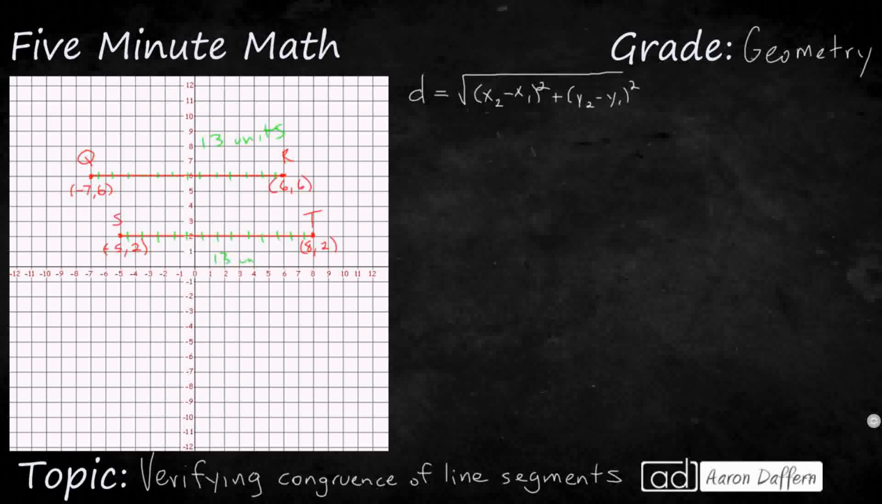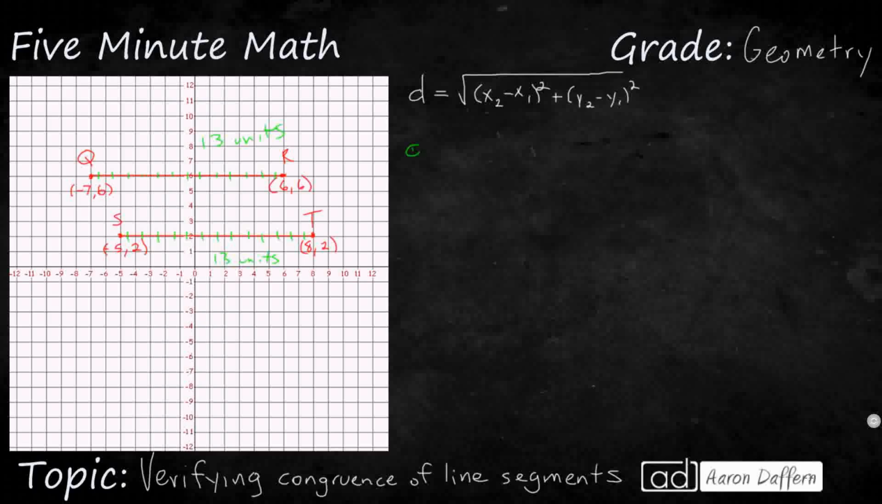I could verify that these are congruent just by counting, but you can only do that if they are horizontal or vertical. But let's use this just to verify that our distance formula works, because really it's a derivation of the Pythagorean theorem, right? We're using the Pythagorean theorem here. So let's start with QR.